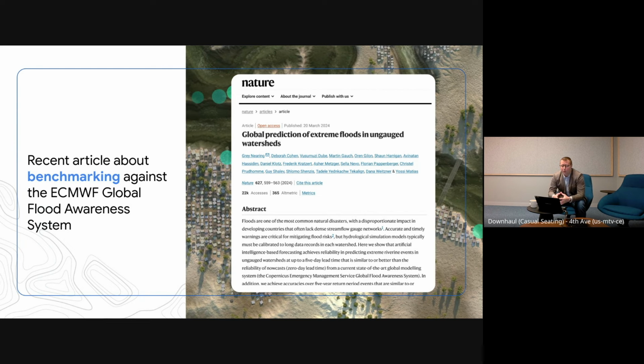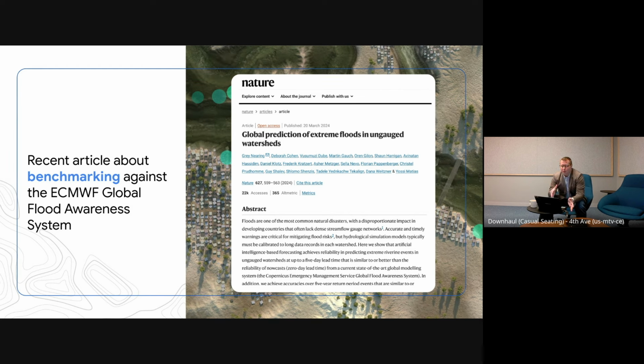Most countries in the world have a flood forecasting agency that produces flood forecasts for their country specifically. And then there are also institutions that produce global flood forecasts. The ECMWF is probably the main institution. They've been producing global flood forecasts for about 20 years, so longer than anybody else in the world. And the modeling system they use to produce a global flood forecast is called GloFAS, the Global Flood Awareness System.